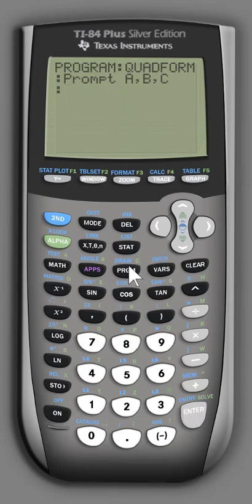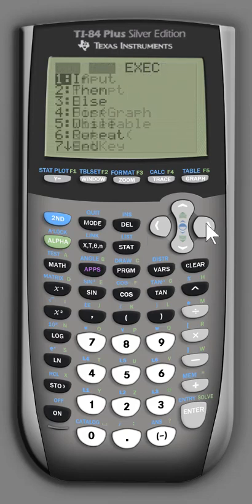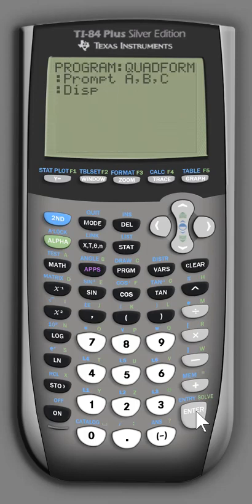I want to give an output, so I need to now press Program, Input, Output, and what I want to do is display. So I'll select option number 3 or come down to display. And if you'll recall from the quadratic formula, it's negative b plus or minus the square root of b squared minus 4ac over 2a. The plus or minus means there are two different solutions. I'm going to display one option at a time.